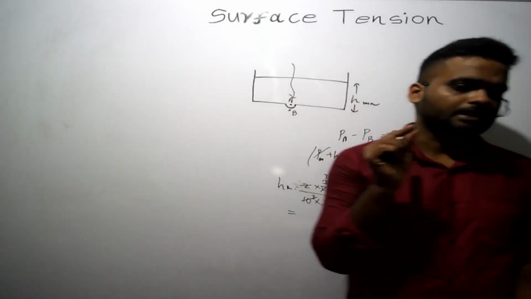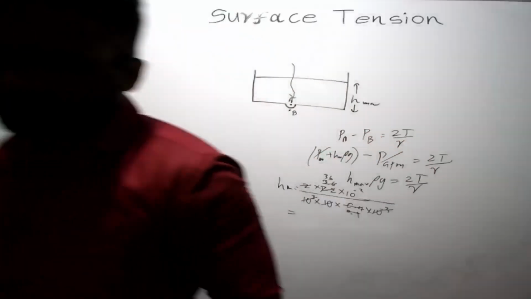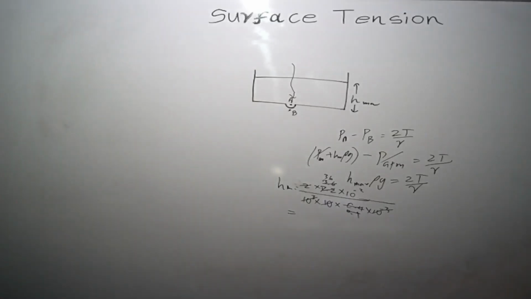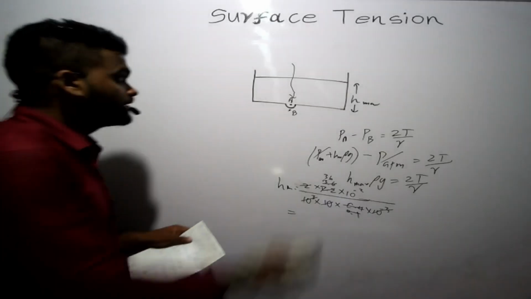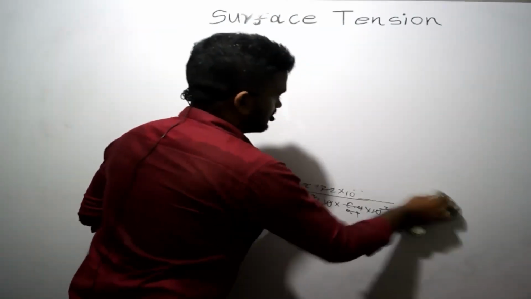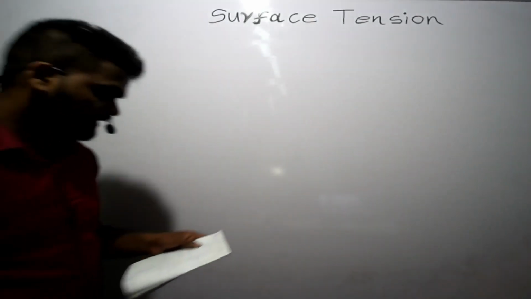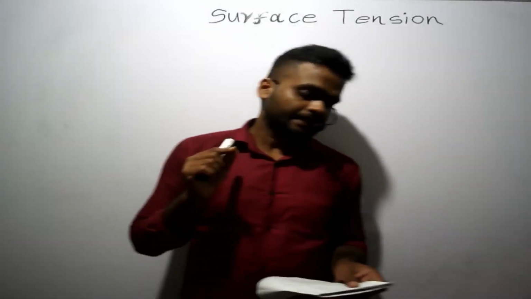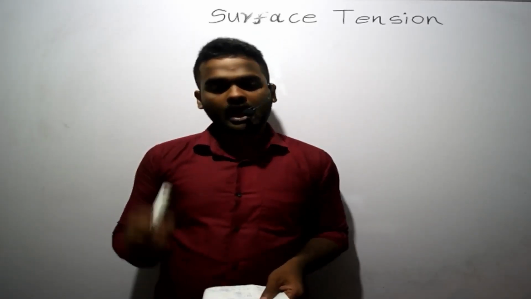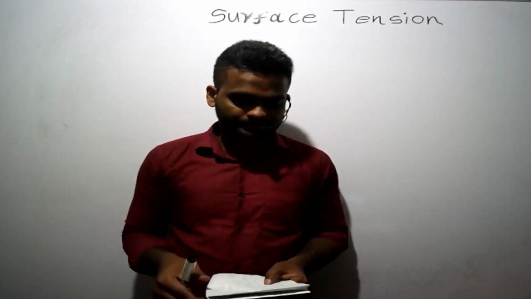So there's one more phenomenon that we have to discuss, right? Write down the topic. Height of a liquid column. This also is extremely important, right? Write down. Height of a liquid column in an open capillary tube.